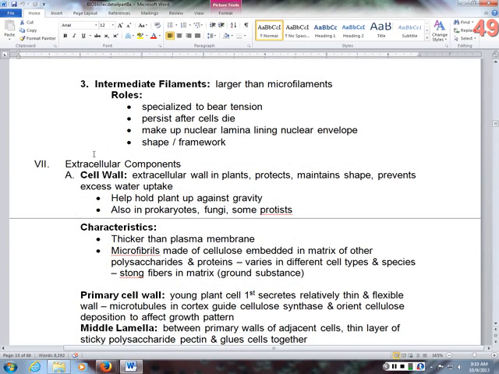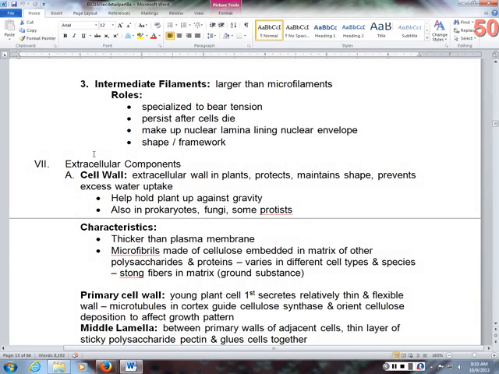And we've got one more type of filament in there, your intermediate filaments. These are larger than the microfilaments in there. They're also specialized to bear tension in there. These will persist after the cells die. So it can help leave the framework of a cell behind in there. They make up the nuclear lamina lining the nuclear envelope and help give the shape and framework.